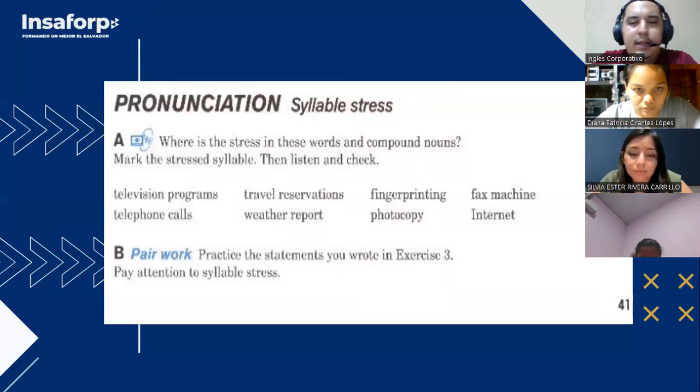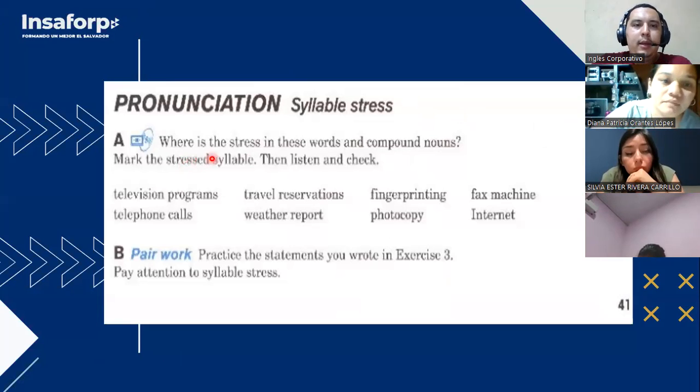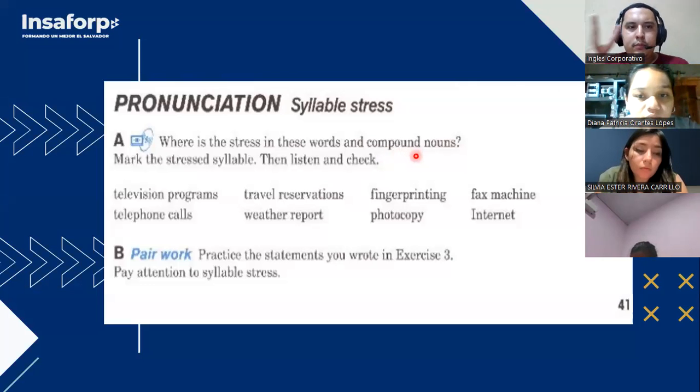Okay, pronunciation, syllable stress. Remember, guys, we were talking about syllable stress. What is the syllable stress? It's the force that you use in the words at the moment to pronounce or tell it. Where is the stress in this word? In compound nouns, mark the stress syllable, then listen and check. Okay, guys, compound nouns. What do you know? What have you heard about compound nouns? Compound nouns.